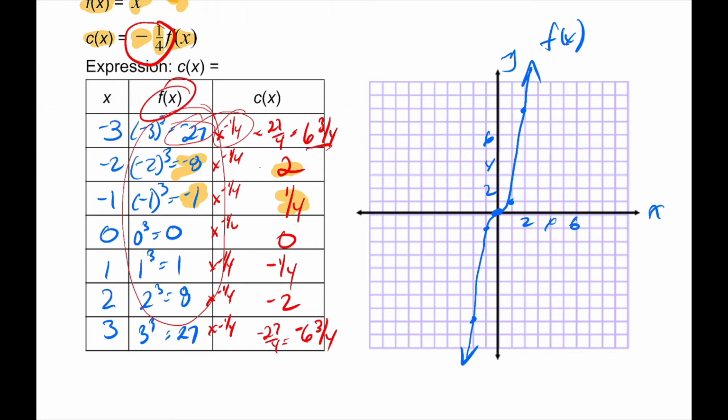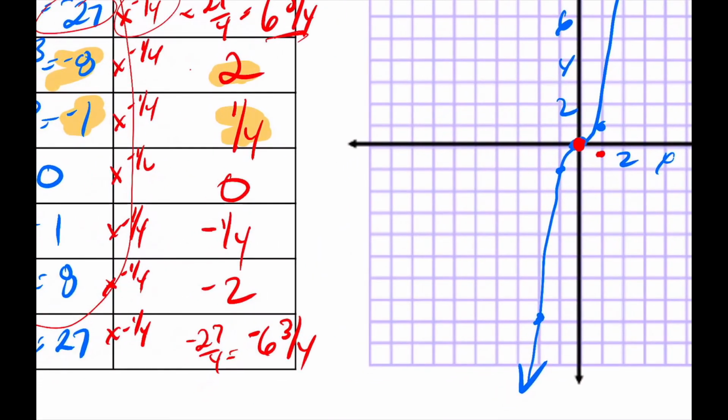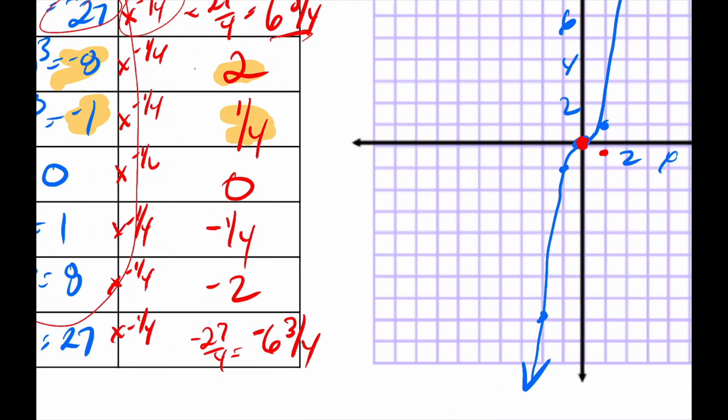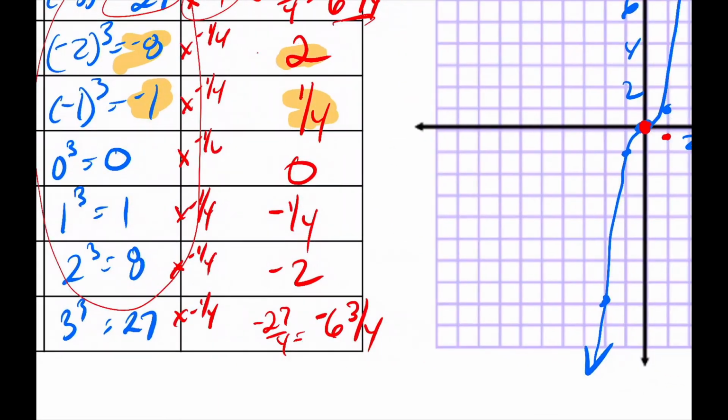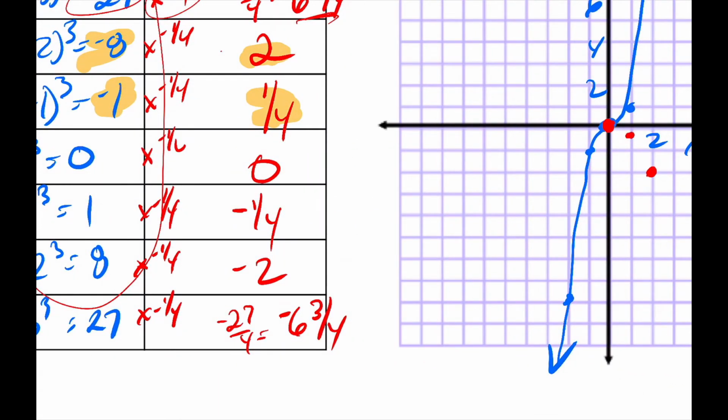So let's go off and plot c of x. So we got 0, 0 still. Oops, let me go back. Get the red, 0, 0. And then we're going to have 1 and negative a quarter. So 1 and negative a quarter might be like right there. Let me blow that up so we could get a little bit more accurate. And then we're going to have 2 and negative 2. So 2 and negative 2 will be right there. And then we're going to have 3 and negative 6 3/4, so almost 7. So 3, negative 6 3/4 might be right there.